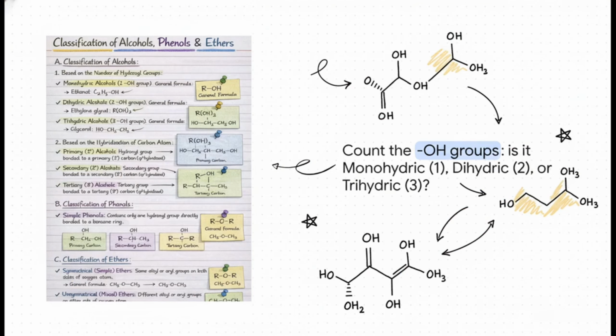So step one is basically a numbers game. If a molecule has just one OH group, like the ethanol in your drink, we call it monohydric. If it's got two, it's dihydric. And if it has three, like glycerol, which is used in soaps, it's trihydric. The more OH groups you add, the more its properties change.